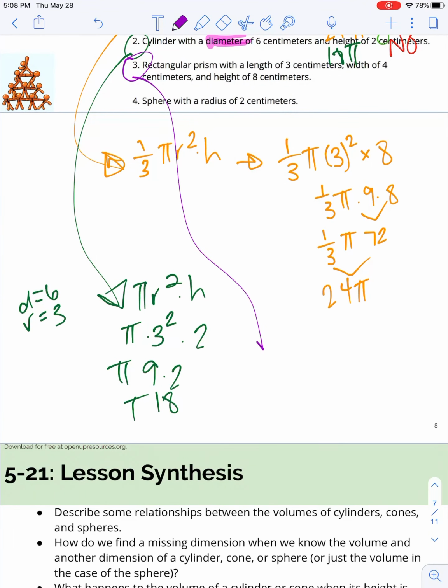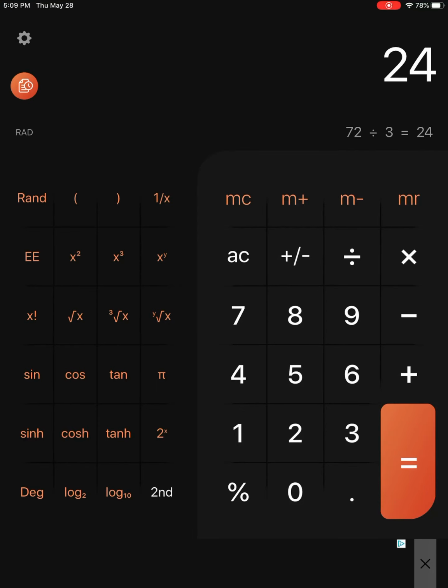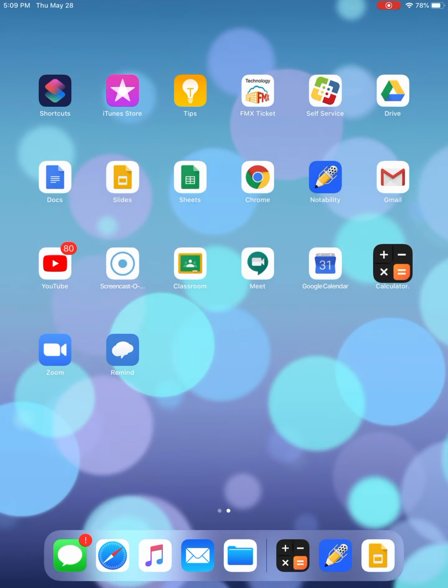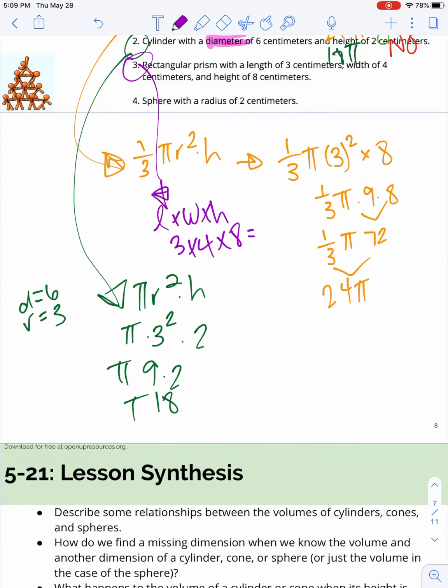So 3 is a rectangular prism, which I actually could probably just do right here. So that's just length times width times height. And they say it's a length of 3, width of 4, height of 8. So 3 times 4 times 8. And 3 times 4 times 8 is something... 3 times 4 times 8. 96. 96.